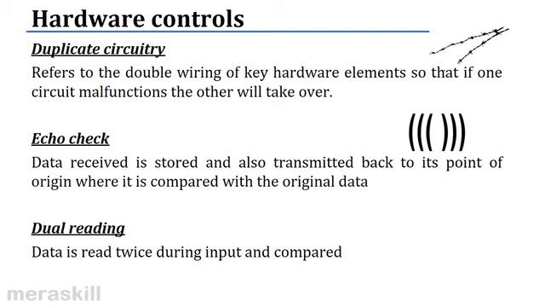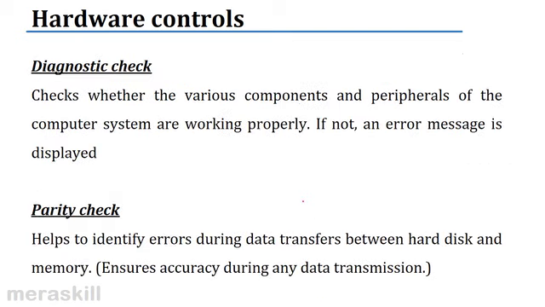You have echo checks. Data received is stored and also transmitted back to its point of origin where it is compared with the original data. We had also discussed echo check when we did certain controls before. Echo check is to ensure the data transmitted is correct. Dual reading, along with echo check, could be there, where data is read twice during input so that we ensure that it is correct.